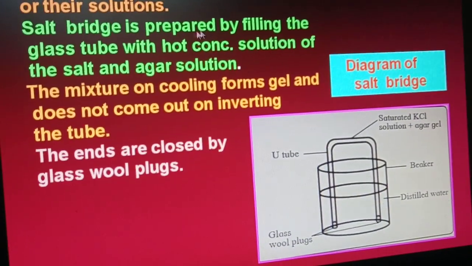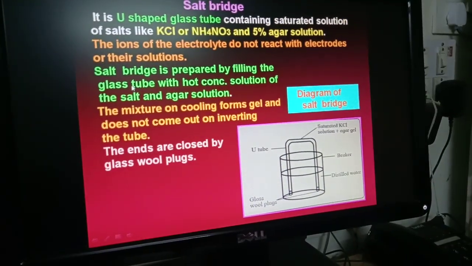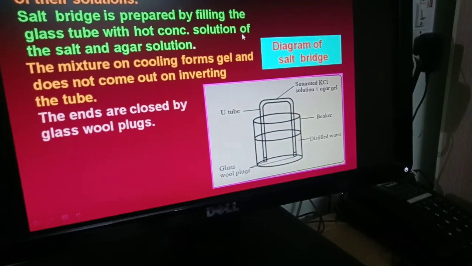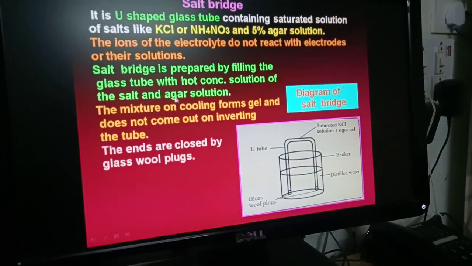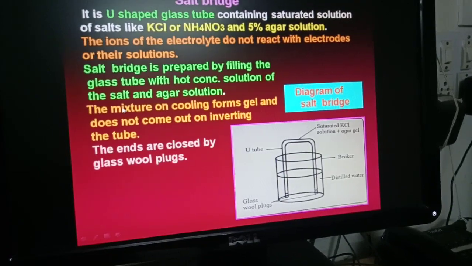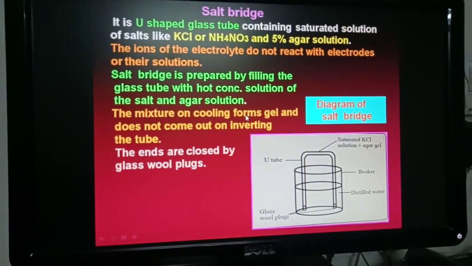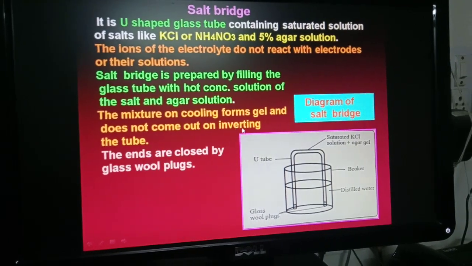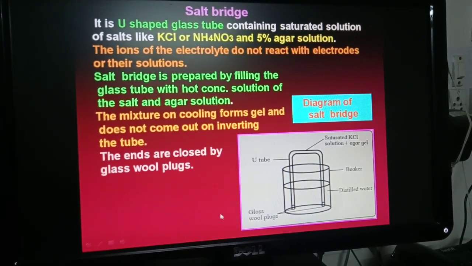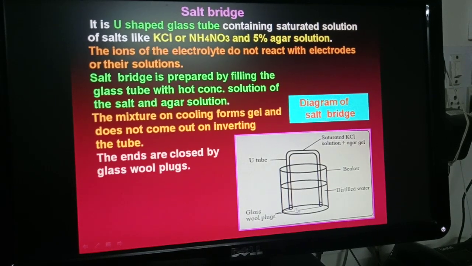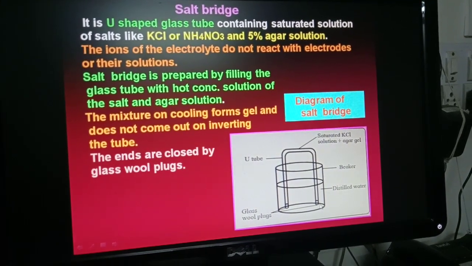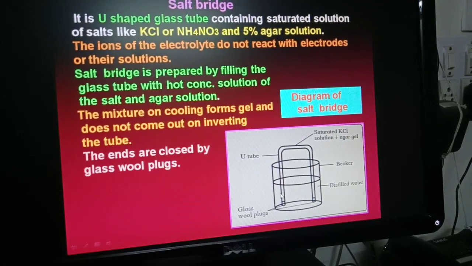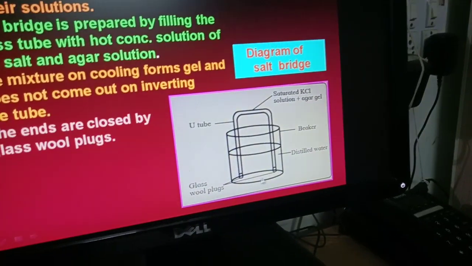Now the salt bridge is prepared by filling the glass tube with hot concentrated solution of the salt and agar solution. This mixture on cooling forms a gel and does not come out on inverting the tube. Both the ends of this salt bridge are closed by means of glass wool plug so that the electrolyte does not come out.